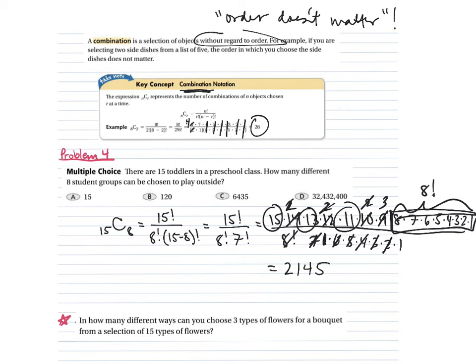So let's just go in Desmos and put 15 exclamation point. Then I'm going to hit the divide button, and it's going to put things on the bottom. I'm going to do 8 exclamation point and then 7 exclamation point. And I get, oh, that's because I forgot this 3. So this is times 3. There we go, 6435, which is what I got on Desmos, which is this answer here. Great.